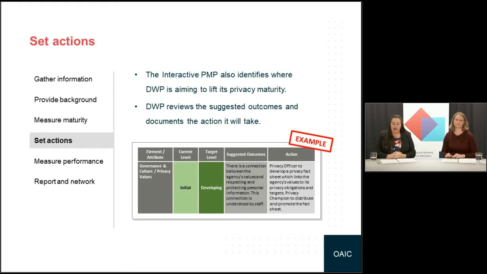The PMP tool identifies where we set a target maturity level that is higher than our agency's current level. The tool also provides suggested outcomes that will help our agency meet the target level. Here we can see that DWP has set a target level of developing in relation to its privacy values. The tool has indicated the sort of outcomes that DWP should target to meet this higher level, and DWP has drafted an action to help meet those outcomes.